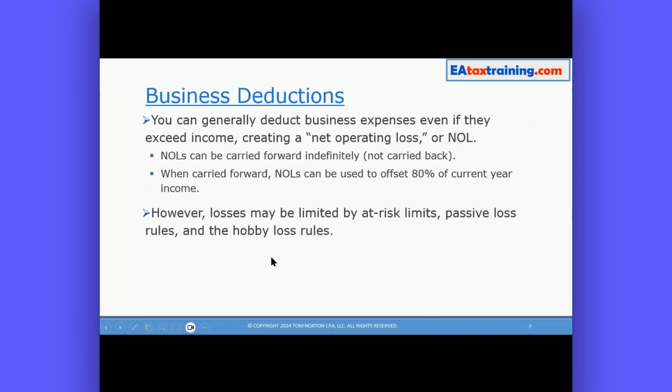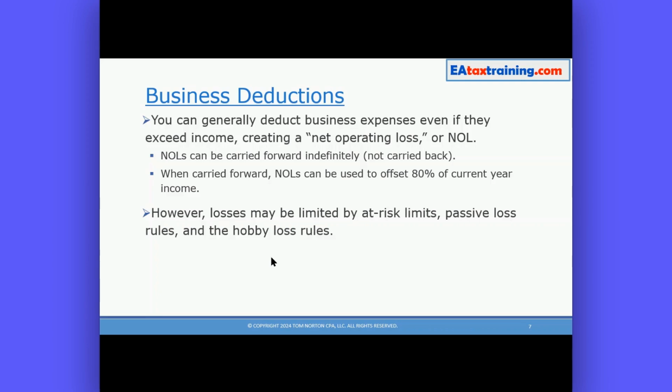Now, you generally can deduct business expenses even if they exceed your income. So you have a loss. And this is called a net operating loss, or NOL. And NOLs can be carried forward indefinitely, but not carried backwards. So it used to be you could carry them back or forward. Now you can only carry them forward, and you can carry them forward indefinitely.